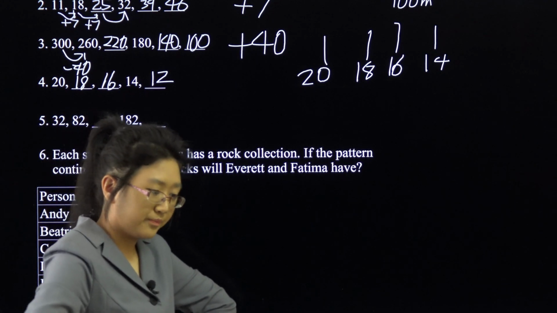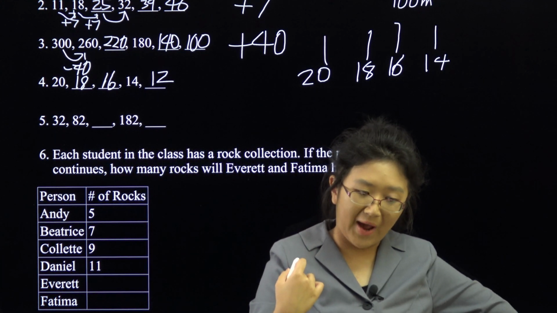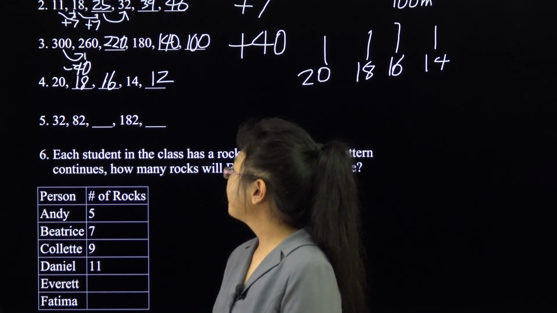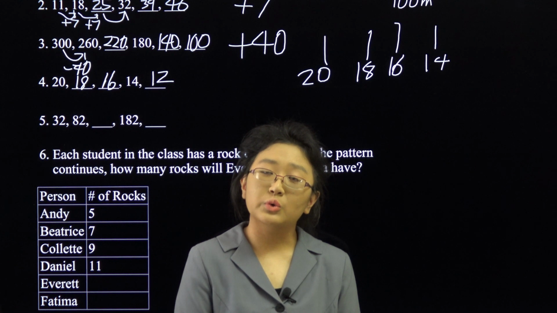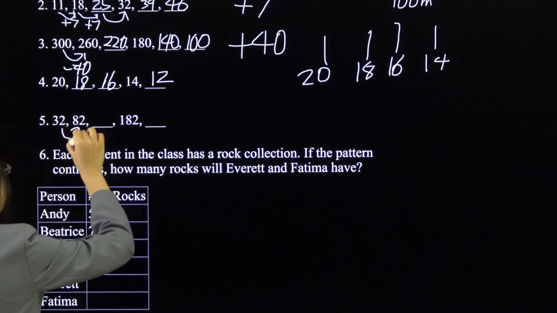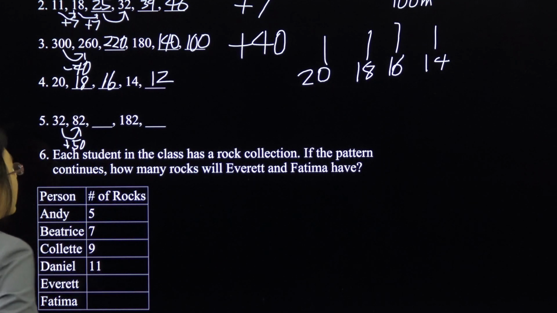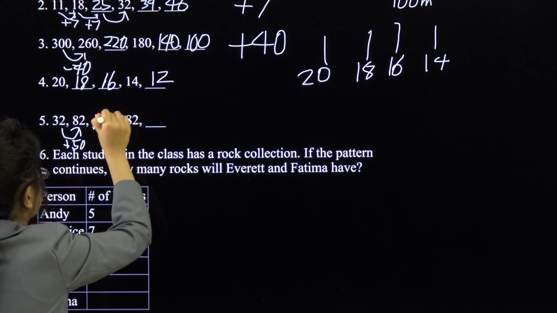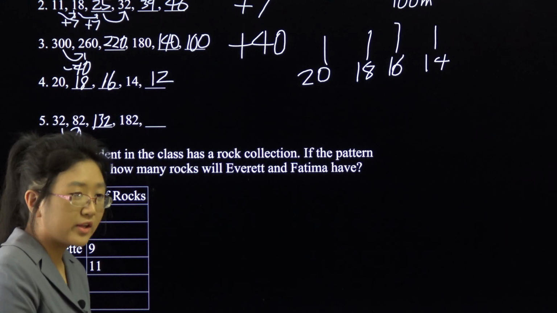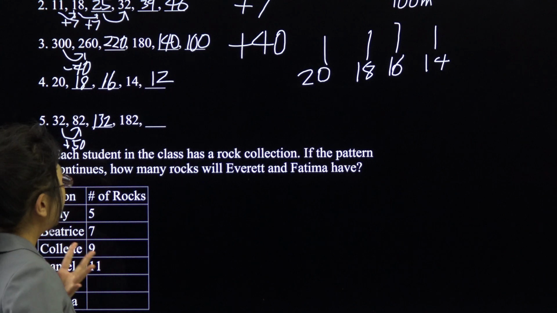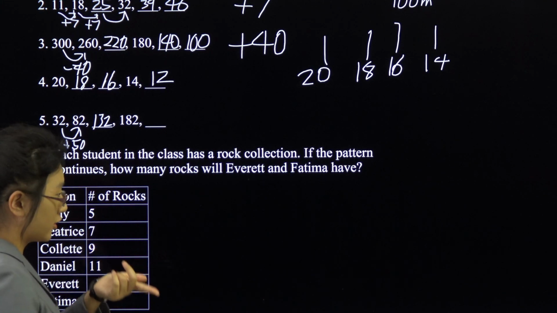Now 32 and 82. 82 is bigger than 32, which means that the pattern is increasing. But by how much? Well, 82 minus 32 is 50. So it's increasing by 50s. To test that, we add 50 to 82, and we get 132. And then we add 50 to 132, and we do get 182. Therefore, our pattern rule fits all the given terms.